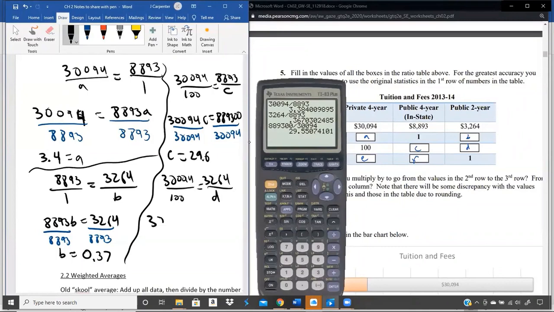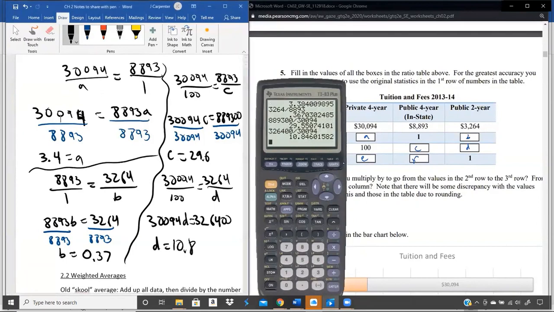Cross multiply: 30,094D equals 326,400. Divide, I'm going to skip showing all that work and just do it in the calculator. So 326,400 divided by 30,094. And we end up with D equals 10.8. Again, rounding to one because of the holes. D equals 10.8. So does it make sense?